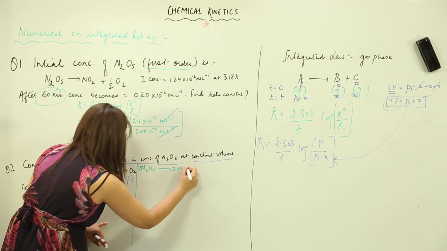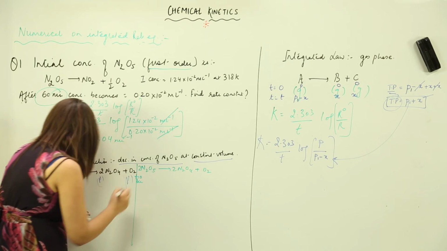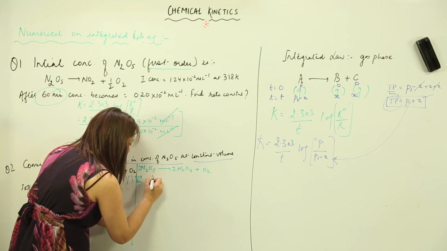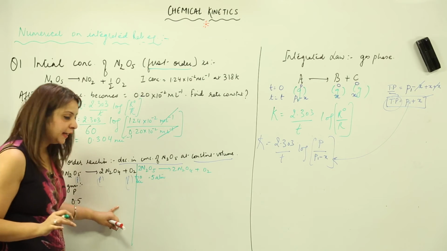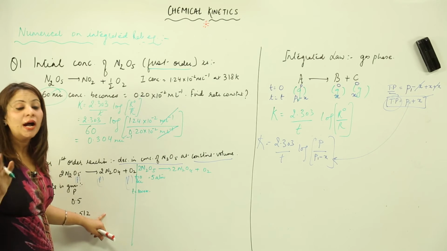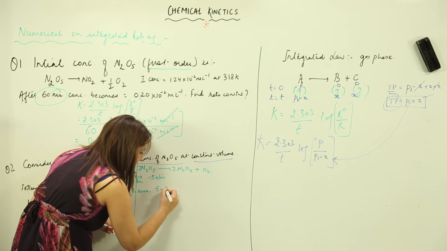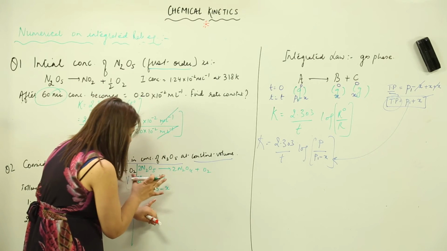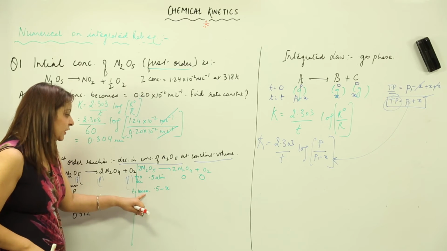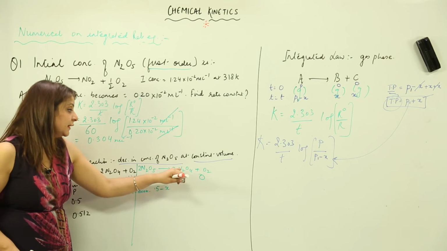2N2O5 gives rise to 2N2O4 and O2. When time is 0 seconds, the pressure is 0.5 atmosphere. When the time increases to 100 seconds, what pressure do we have? Obviously we have this minus x, because initially at t equal to 0 the pressure was merely due to N2O5, but after 100 seconds the reactant starts producing the products, which are also in the gaseous phase, so the pressure is due to them also.